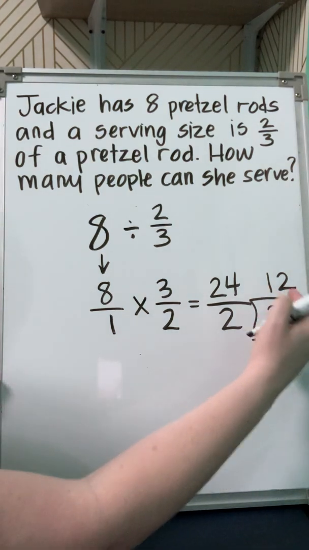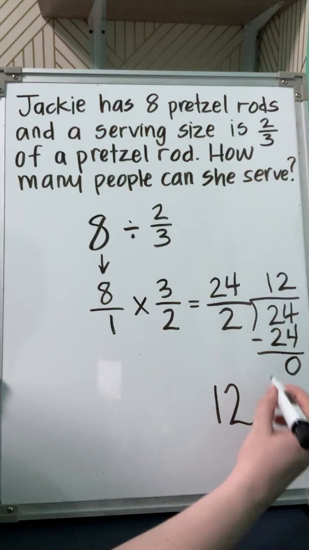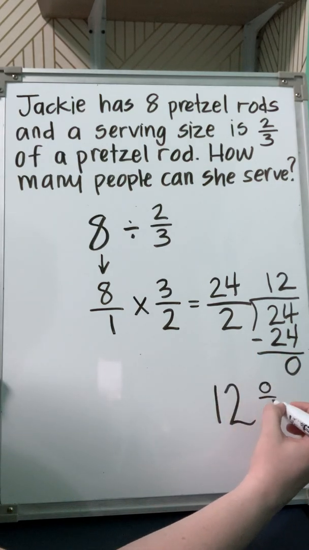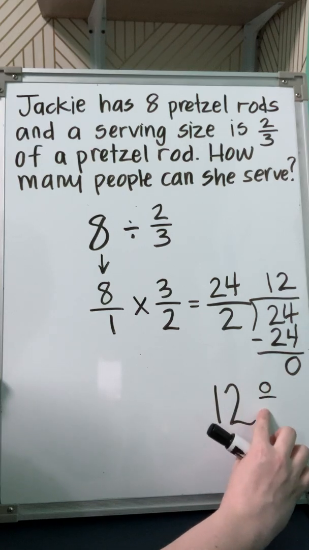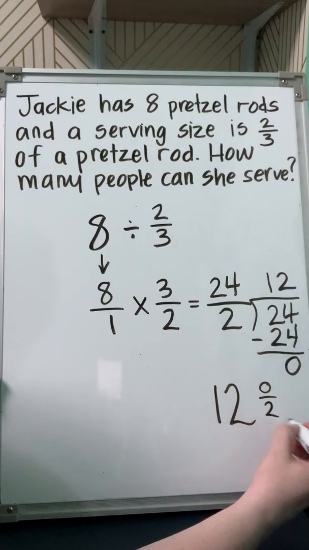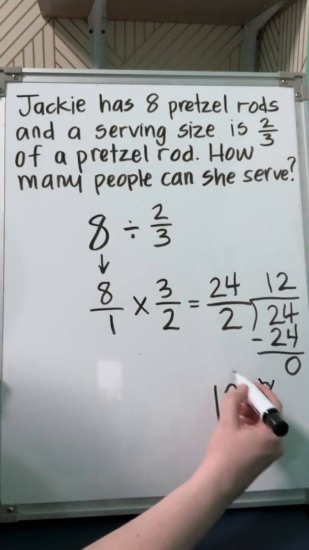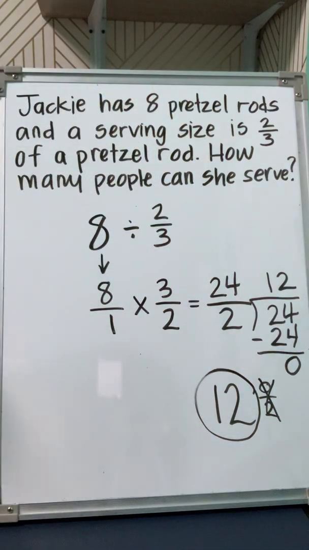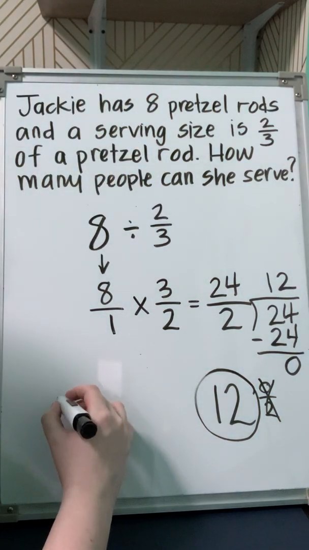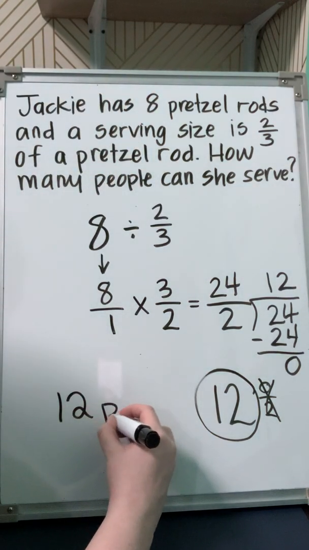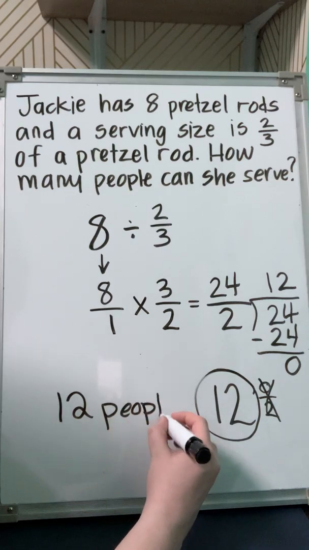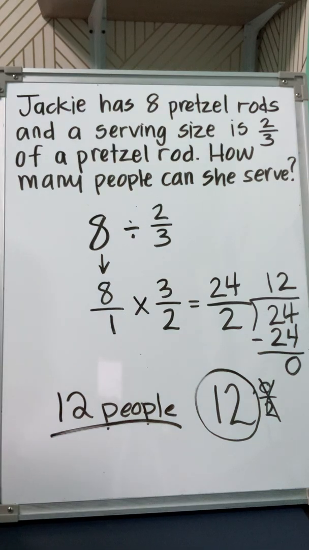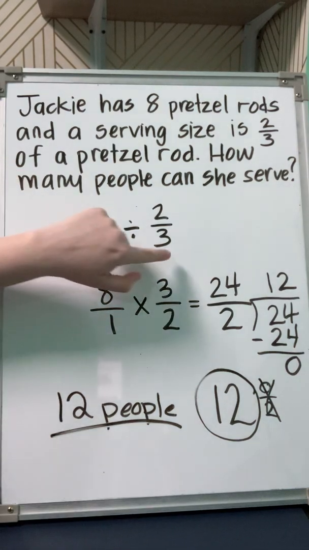So that means that we end up with 12 as our whole number, and our fraction would be 0 over 2. But 0/2 is really just equal to nothing. So our answer would be 12. So she can actually serve 12 people with 8 pretzel rods. So I'm going to actually write out my answer with my label, because we know we always do a label when we have a word problem. So there you go. That is how you divide a whole number divided by a fraction.